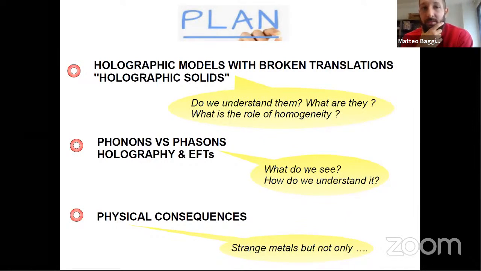The first of them is what we call holographic models with broken translations, which I label for simplicity as holographic solids. There has been a lot of usage of these models. The question that I really want to focus on today is whether we really understand them, what they are really mimicking, and what the role of homogeneity is.